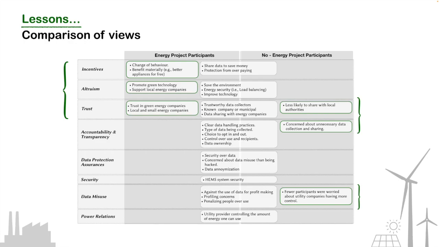Participants who were not part of Replicate had similar views to those that have been reported in other papers. However, we noticed that they were less likely to share data with local authorities than their counterparts. They also seemed less worried about the utility provider having control over them.